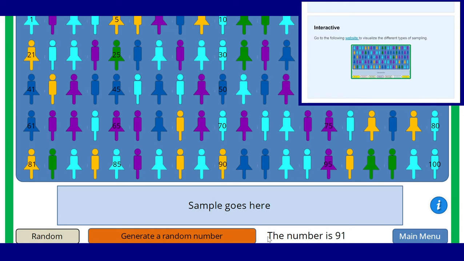So 99 was my number. So I'm going to grab person 91, 66. Grab that person. So same idea, right? So everyone has an equal chance, and we're going through there. So there are other interactives going on there. I do recommend that you go take a look at it to get more of a visual understanding of how these sampling techniques work.